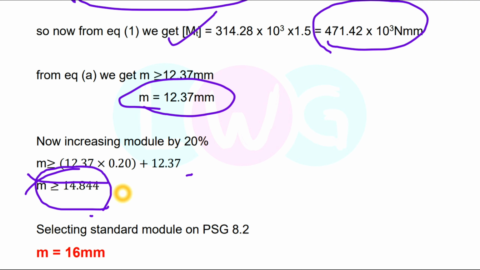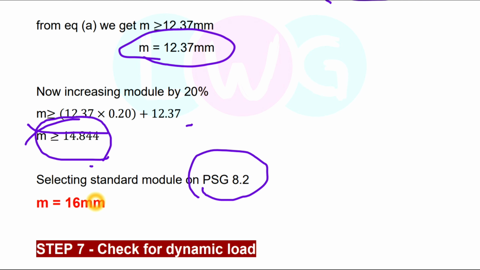Okay, so for selecting the standard module we will move on to PSG page number 8.2. From there we will select the standard module. For selecting the standard module, go to PSG 8.2 and see the module table, and from there you can see, take the next value of 14, and the next value of 14 is 16. So our standard module will be 16. Okay, so 16 will be our standard module.